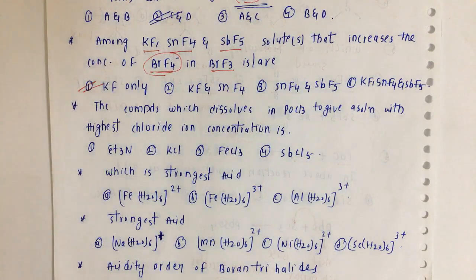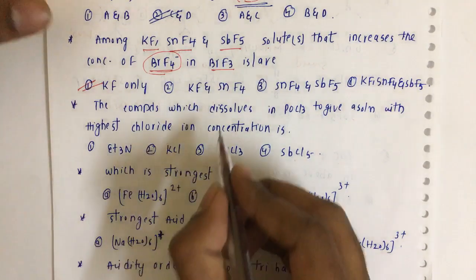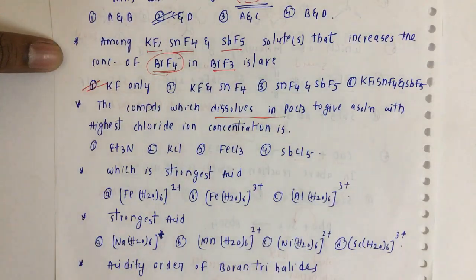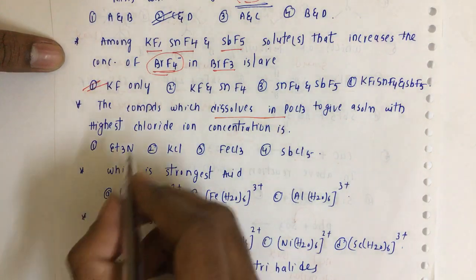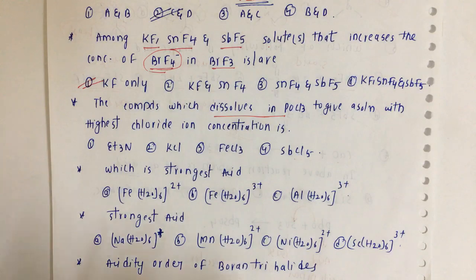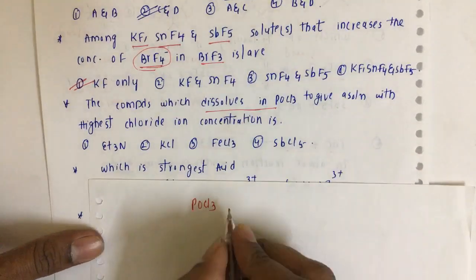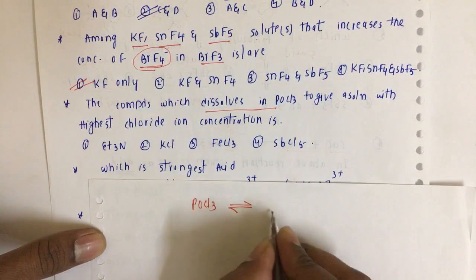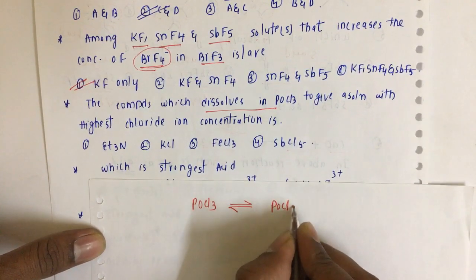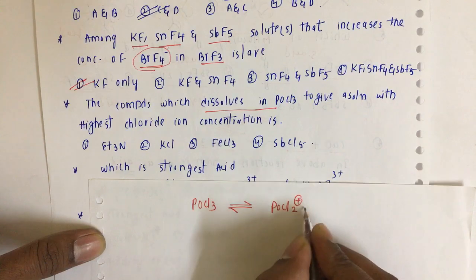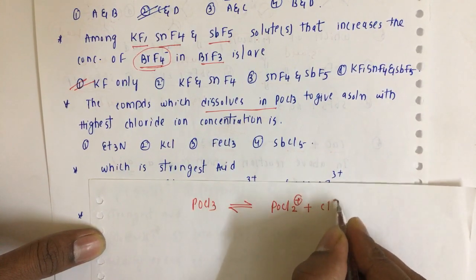And the next question: the compound which dissolves in POCl3 to give a solution of the highest chloride ion concentration is. Here also it is the same, we have POCl3. So the compounds which produce POCl2 plus are acids, and the compounds which produce Cl minus are bases.